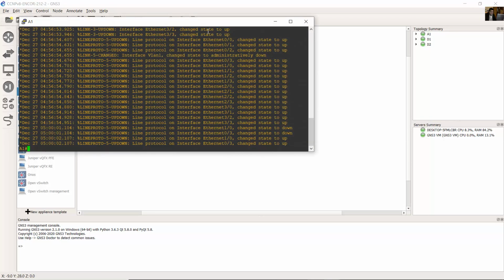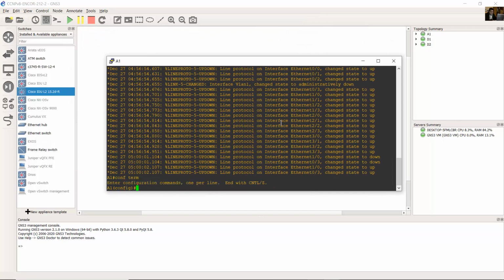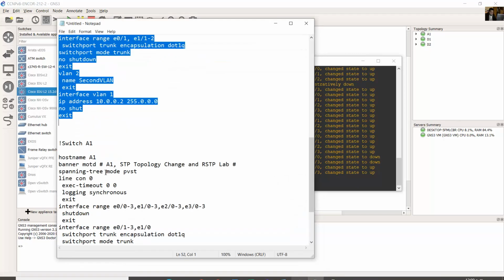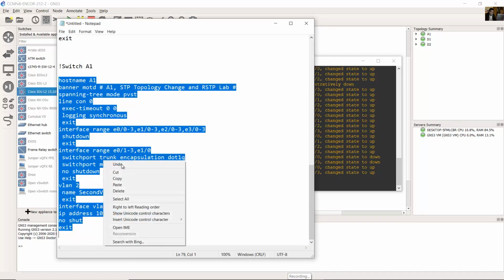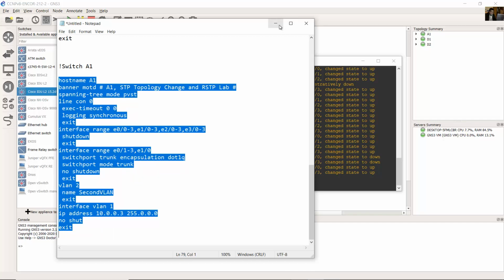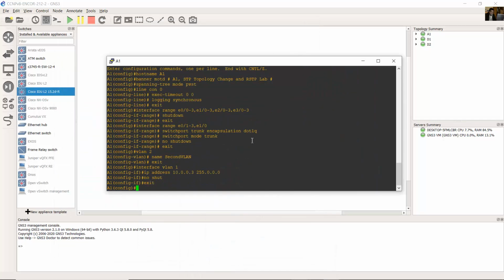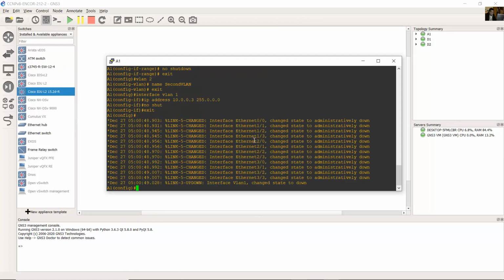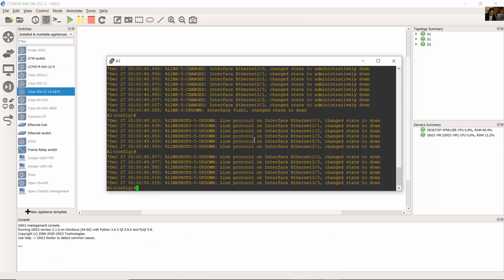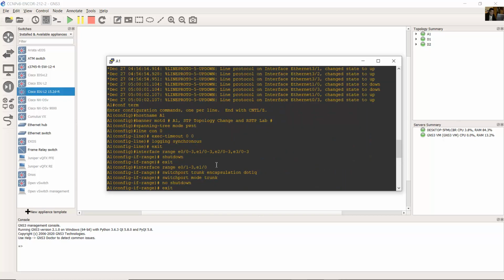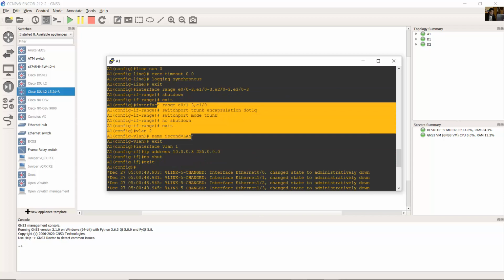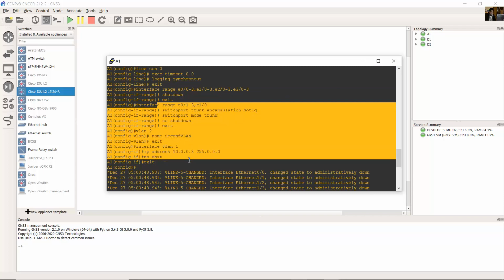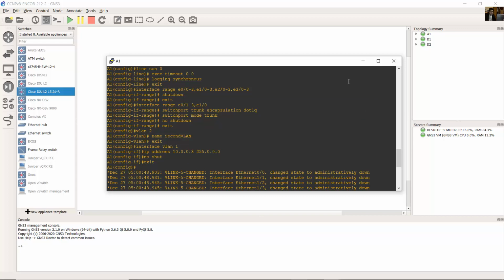And go to A1, configure terminal. And review this, and copy, right click to paste. Okay, hostname, banner, line, shut down, trunking, VLAN, interface IP number 3, very good.